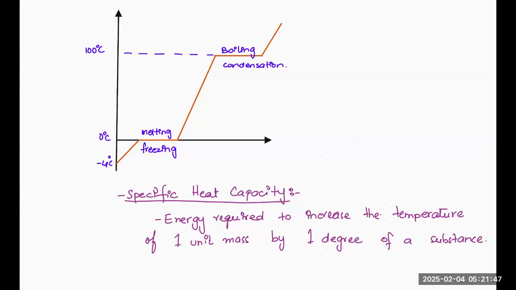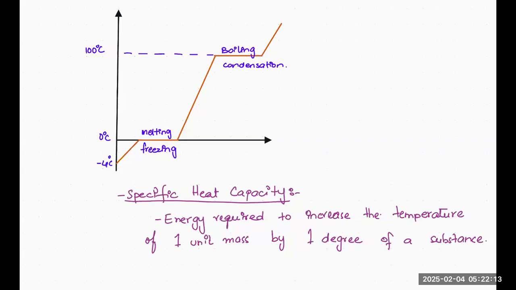That is the specific heat capacity of water. I have a block of aluminum. How much energy do I need to increase the temperature of 1 kg of aluminum by 1 degree? That is the specific heat capacity of aluminum. And if you have to calculate the specific heat capacity, this is the formula that we use.